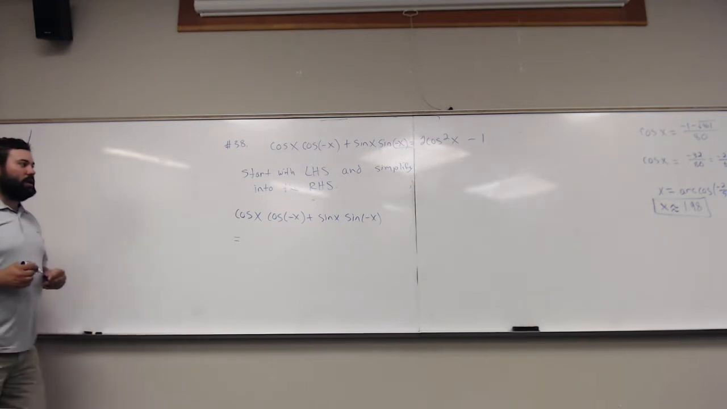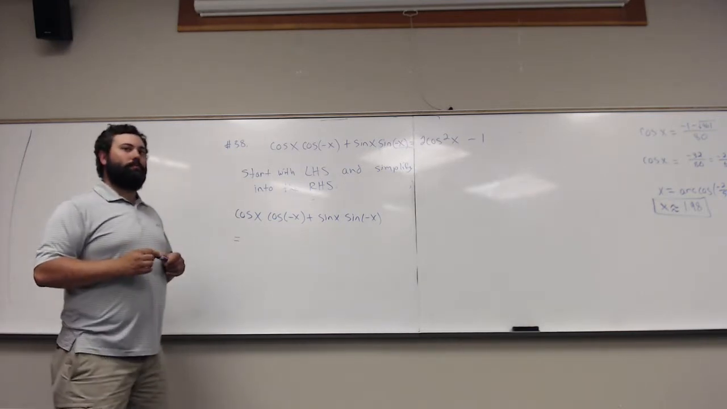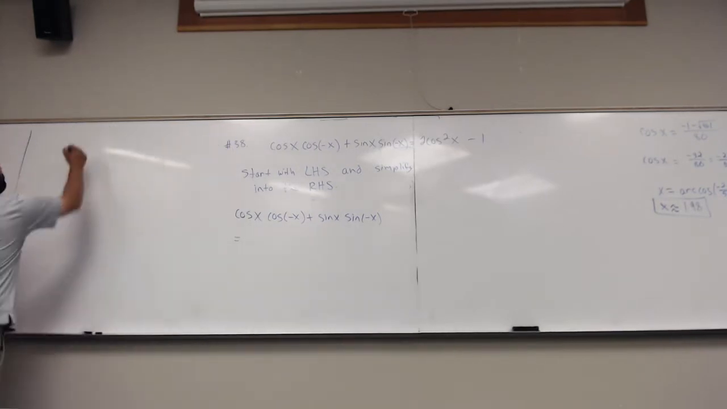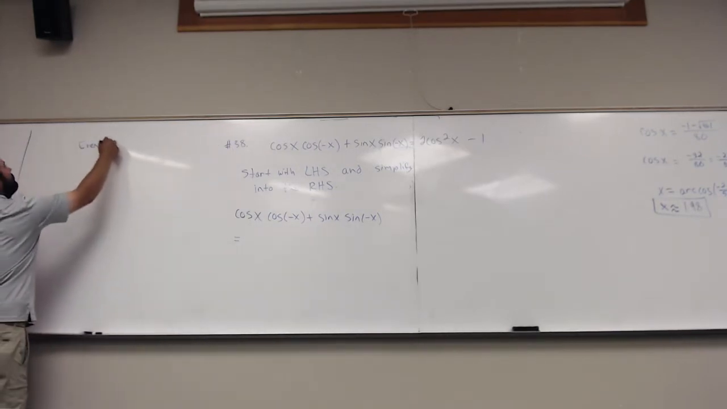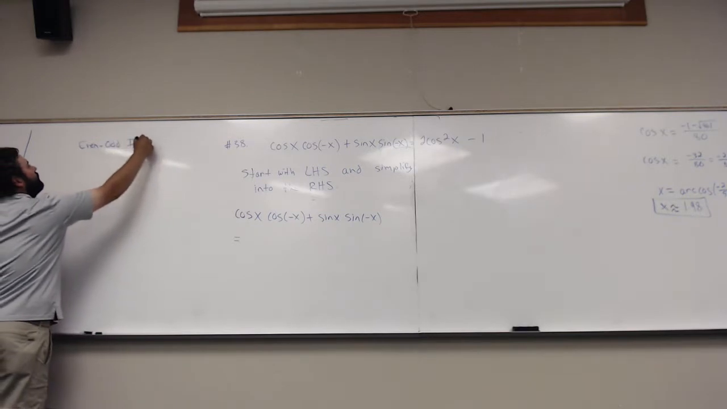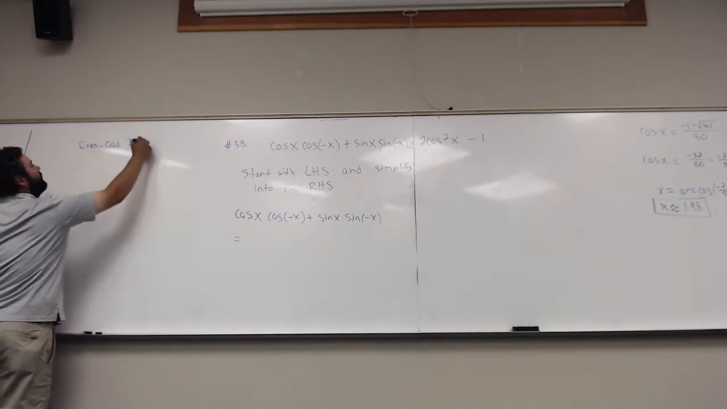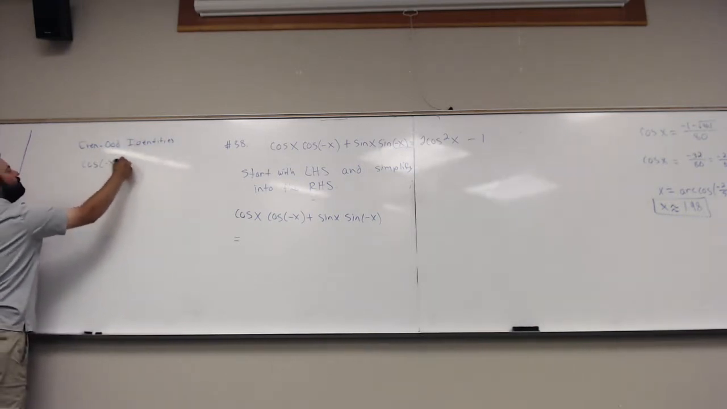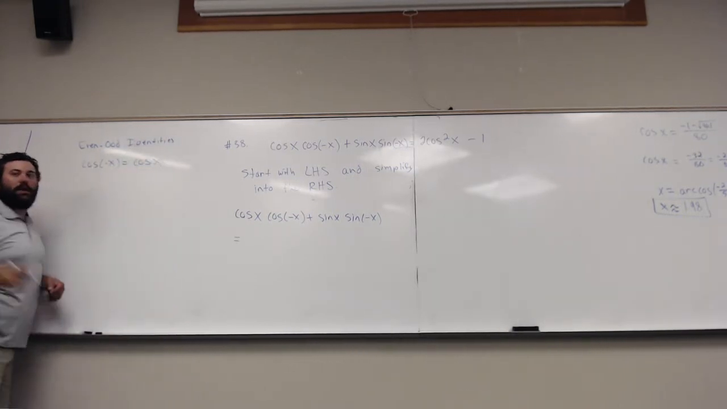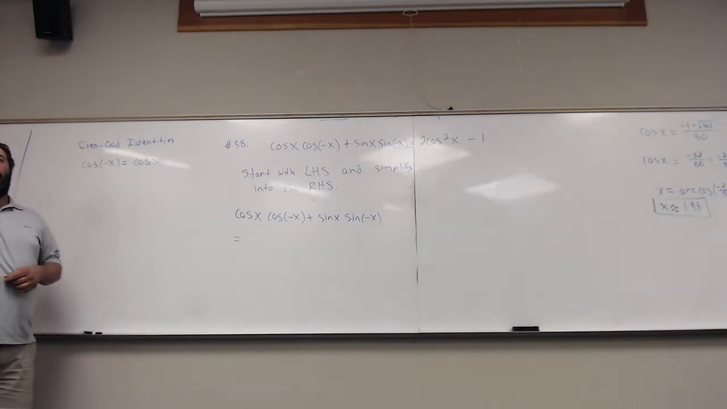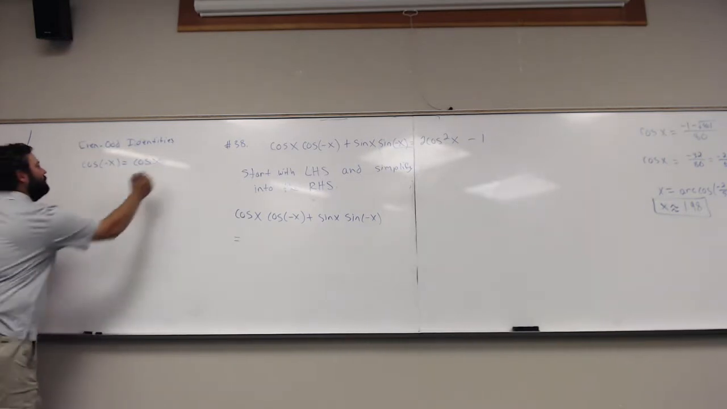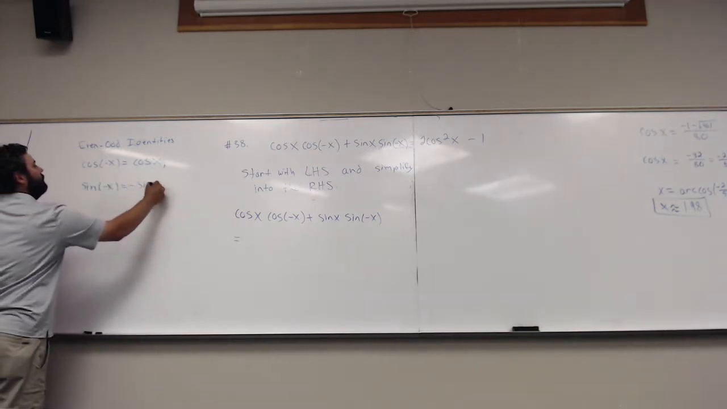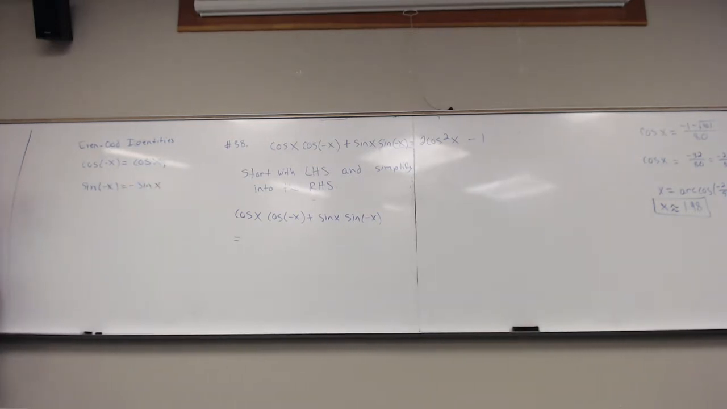So any identities you tried to use right away? I pulled the negative out of the x. I know the quotient identities, but it would still be a problem. You're using the even and odd identities. We know that cosine of minus x is cosine of x. If you look at the graph, it's symmetric about the y-axis. It's an even function. And sine is an odd function. Sine of minus x equals minus sine of x.